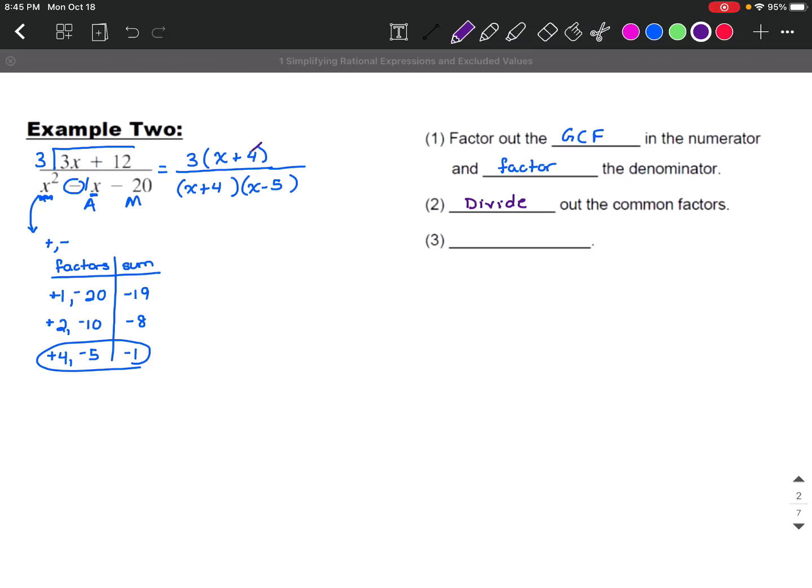Okay, now we can divide out any exact matches. I have an x plus 4 in the top and an x plus 4 in the bottom. Those will divide out to 1. Now all I have to do is simplify. That 3 times 1 in the top is 3, and in the bottom all I have is x minus 5. And we're done with this one.